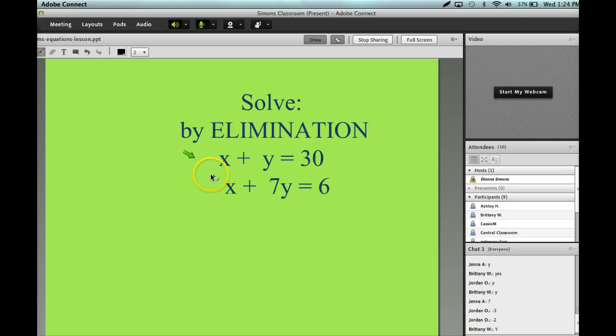Okay, so the x's are both +1, the y's are +1, and then a +7. Since these two have the same coefficients, how could I get rid of them? Instead of adding, I could do what? Subtract. Okay, so let's subtract. What's x minus x? 0. So we're going to eliminate that. Now what we're going to have is y minus 7. So 1 minus 7 is?